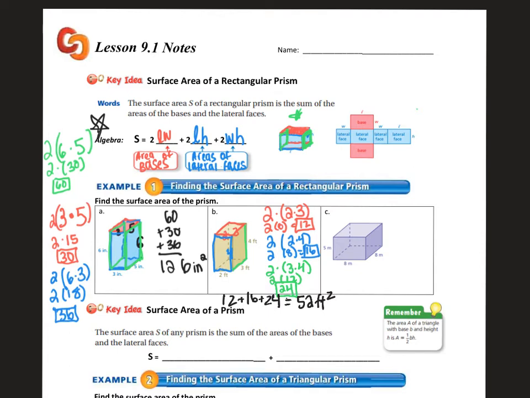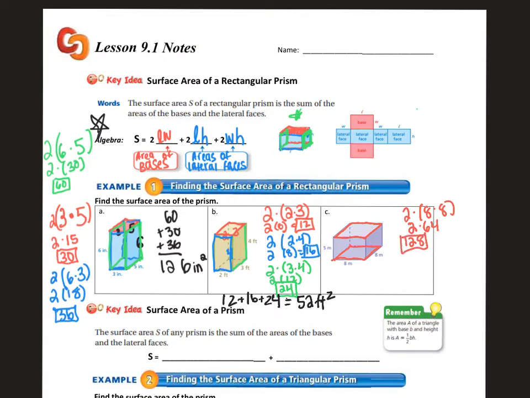Okay, we have one more example here, so hopefully by now you are catching on to the pattern, okay? I'm going to find this top base. It's going to be the same as this bottom base, which is 8 by 8, okay? So 2 times 8 times 8, 2 times 64, which is 128.